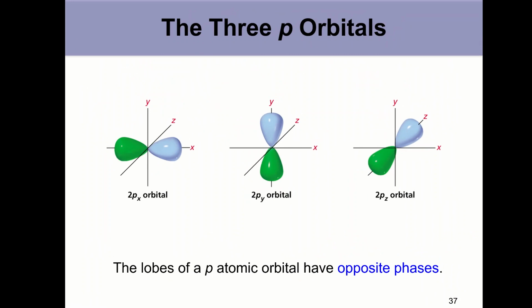And a constructive combination would be that the same phase combines, and a destructive combination would be that opposite phases combine. So green to green is fine, but green to blue is destructive.